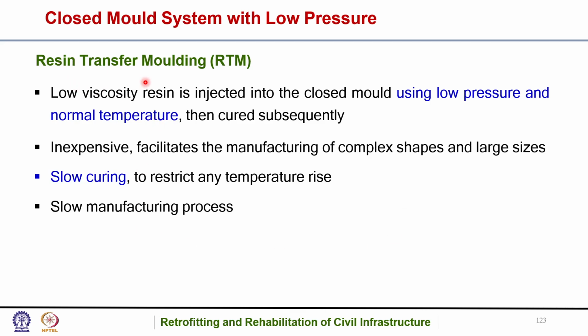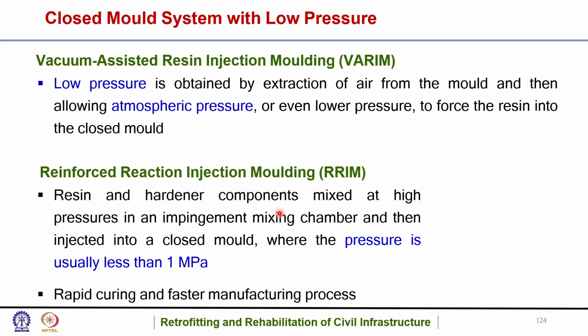So resin transfer molding (RTM). So it is a low viscosity resin. Here the low viscosity resin is injected into the closed mold using low pressure and normal temperature and then cured subsequently. It is inexpensive, facilitates the manufacturing of complex shapes and large sizes. It has slow curing to restrict any temperature rise, and it has a slow manufacturing process.